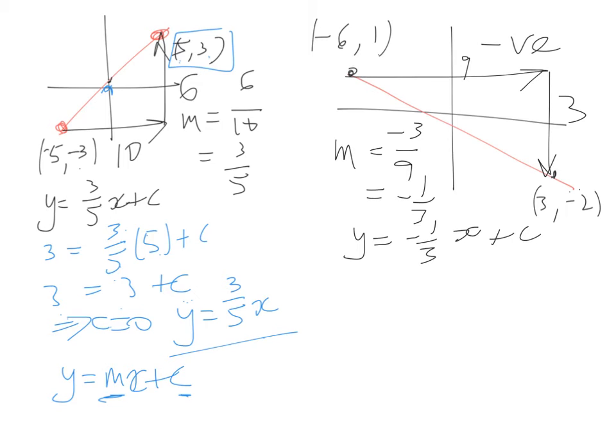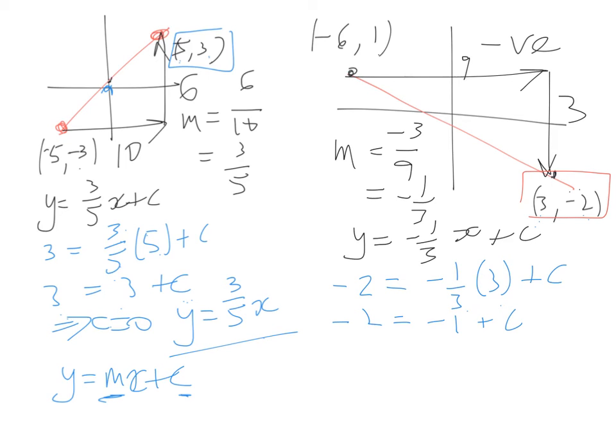So now we're going to solve for c. We're going to substitute this value in. Instead of x, we're going to write 3. Instead of y, we're going to write -2. So we're going to say -2 equals -1 over 3, and instead of x, we're going to write 3, plus c. And then we solve. So -2 equals -1/3 times 3. We end up with -1 plus c.